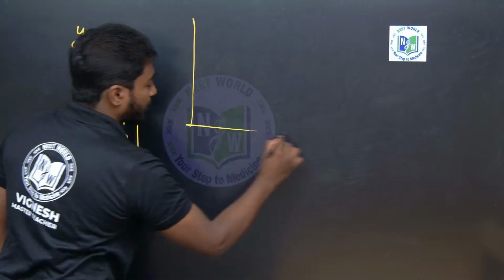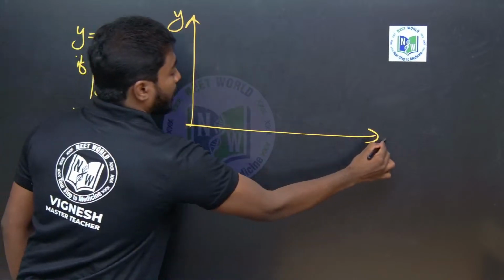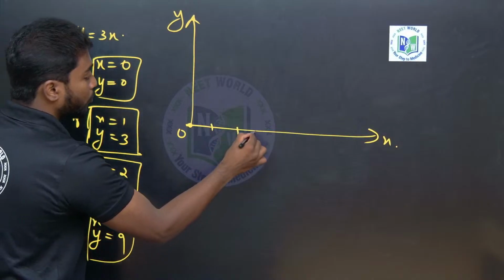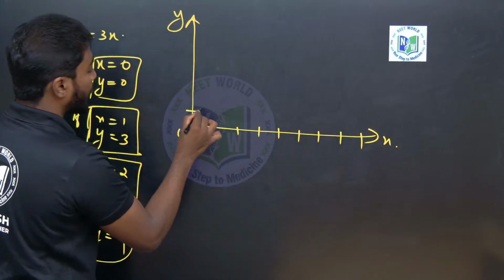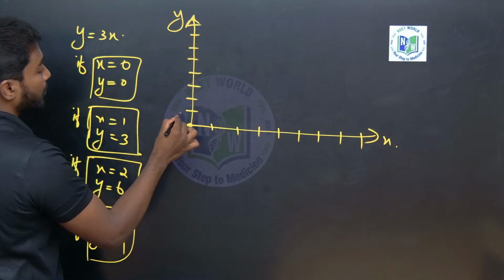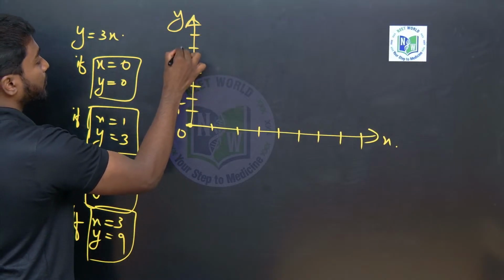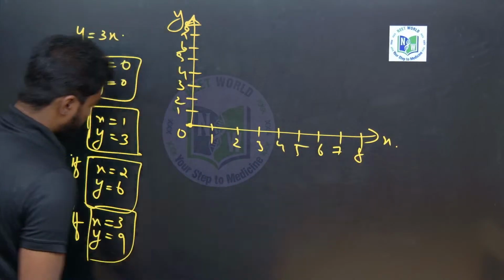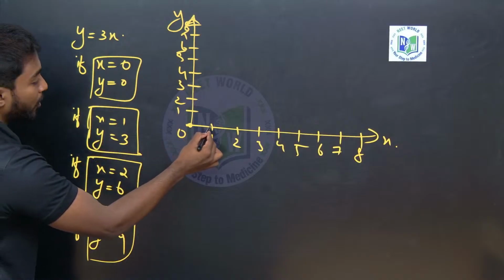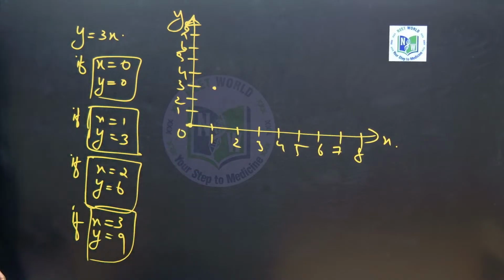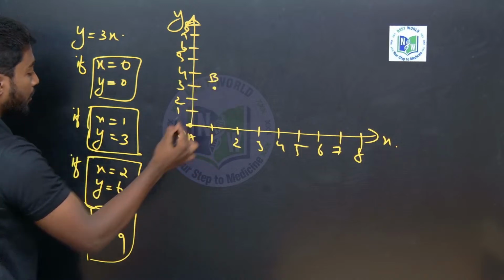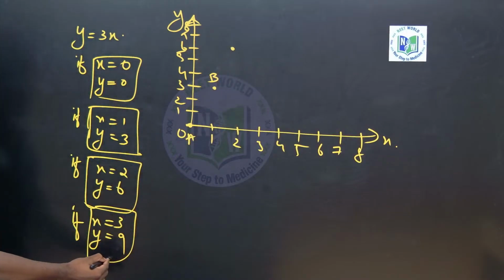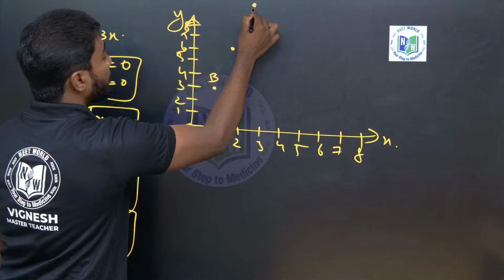If I take a graph like this, y and x, this is 0, 0, the first point. Marking 1, 2, 3, 4, 5, 6, 7, 8 on each axis. Next one is 1, 3, so plot the graph at 1, 3. This is point A, point B is 2, 6. Next one is 3, 9, which will be somewhere here.